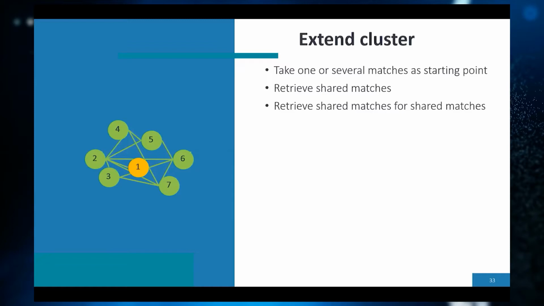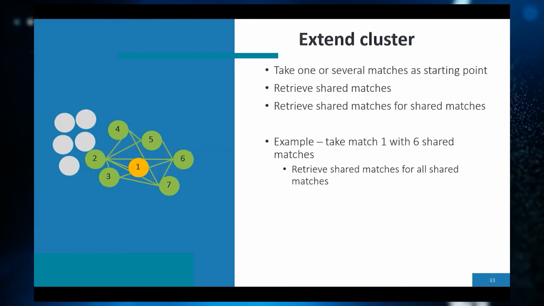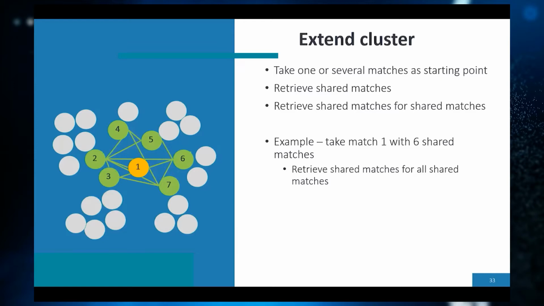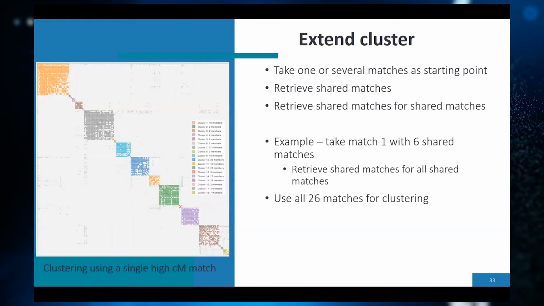The extend clusters option allows you to take one or several matches as a starting point. For instance, you have a single high centimorgan match, which is now reflected as one. This particular match has shared matches. What we then do with this feature is retrieve the shared matches for those shared matches. So we have one match which shares six shared matches, and we take the shared matches for each of those as well. Now we use all of those 26 matches for clustering. If you do this for a second cousin, you will get a lot of matches contained in this clustering. I have here an example based on this procedure using a single high centimorgan match.